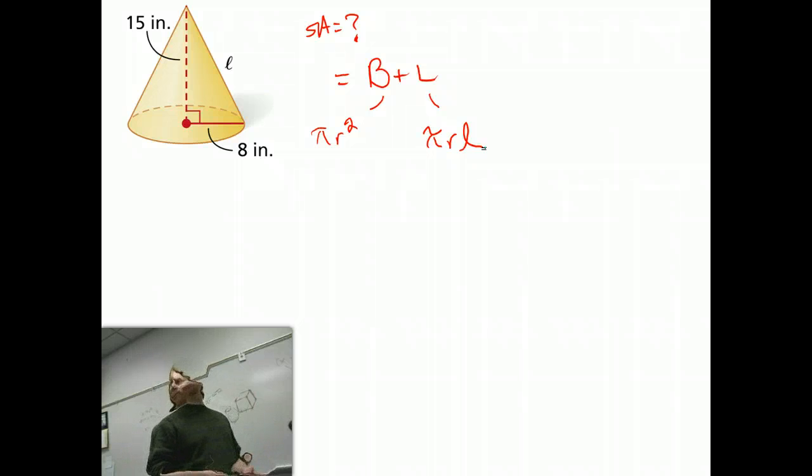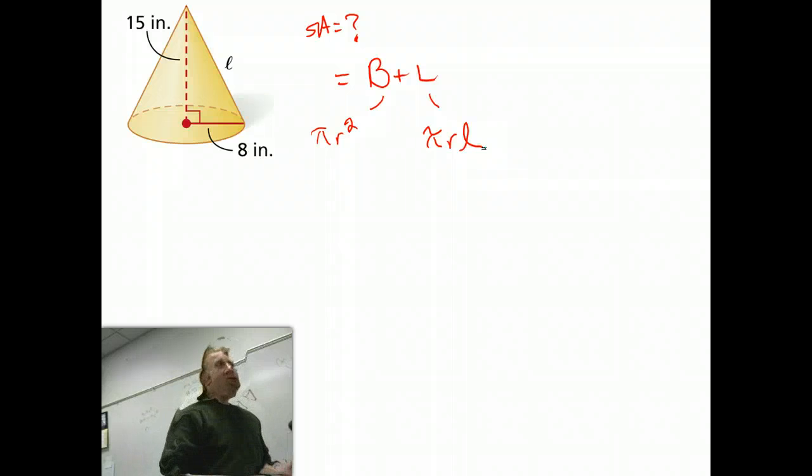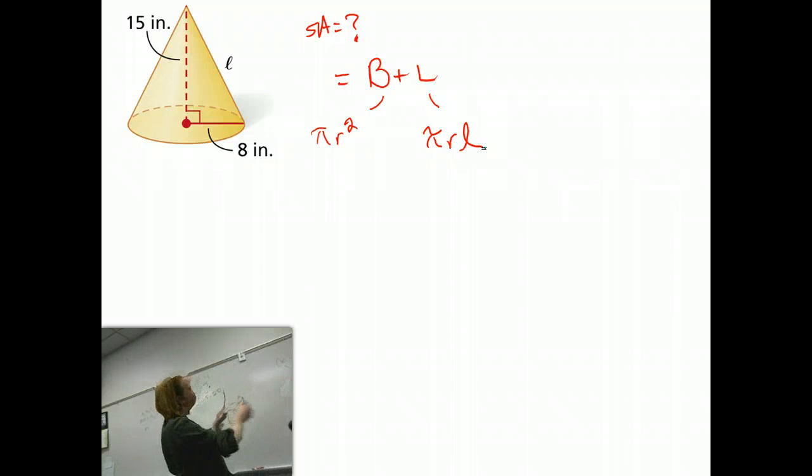How do I get it? What have I got in my toolbox that, if I know the height of this cone is 15 and the radius there is 8, can get me that slant?